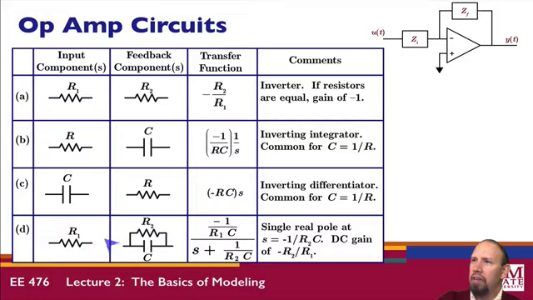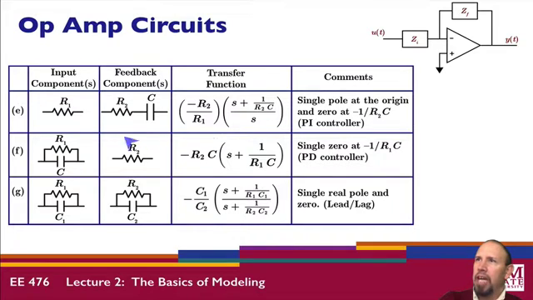Well, so here now we have a resistor in the input, and then a parallel RC in the feedback. This is the transfer function we get. We have a single real pole located at minus 1 over R2C, and it has a DC gain of minus R2 over R1. So we have a single pole. So one capacitor gives us a single pole.